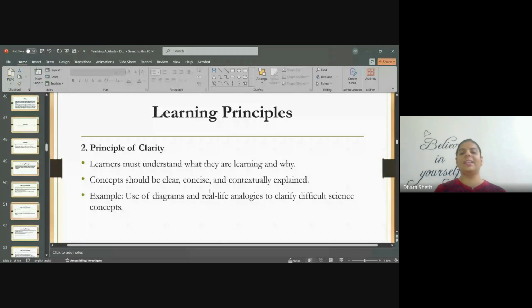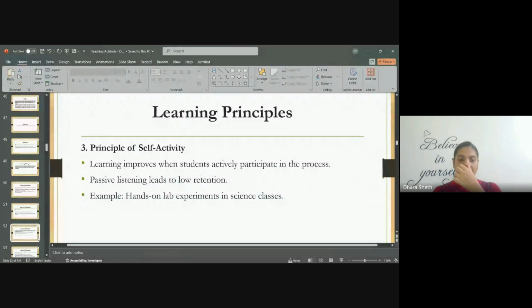Use of diagrams and real life analogies to clarify difficult science concepts. Like I tried to give you examples for these different teaching methods, so that it becomes more clear. Principle of self-activity: students actively participate in the process, because if you are just passively listening, then you might not be able to recall it better. But if you are actively involved, if you are looking at the slide and reading along with me, then that's the best thing that I could do here.